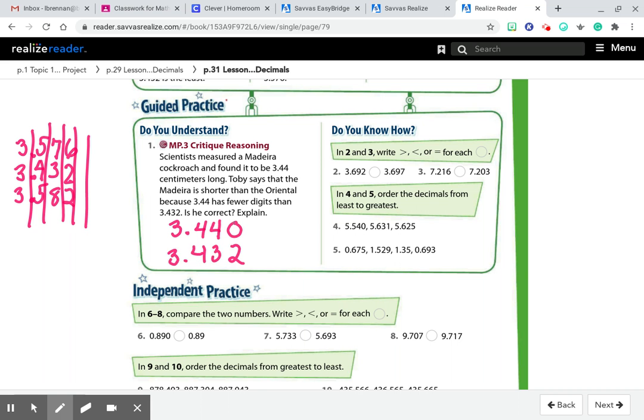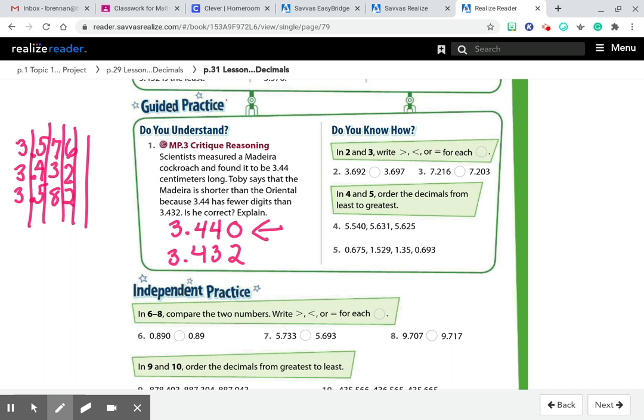So now I can tell you that this guy is longer. They both have 3s in the ones. They both have 4 in the tenths, but he's got 4 in the hundredths. And I added that 0 there to help my eye compare 440 and 432. I'm allowed to do that after the decimal point. I can add zeros at the end. It helps me visualize my comparison.